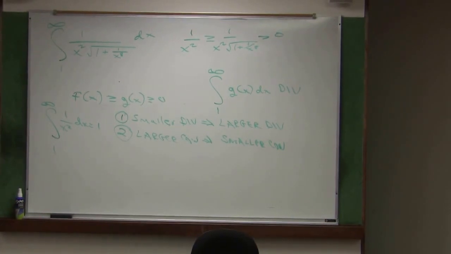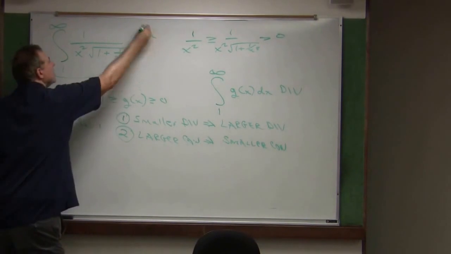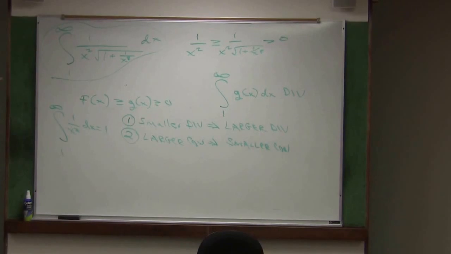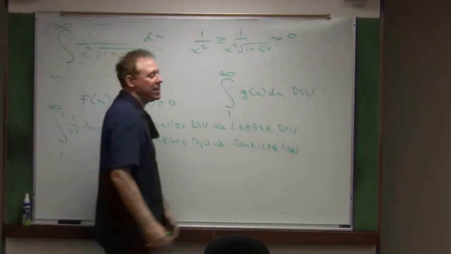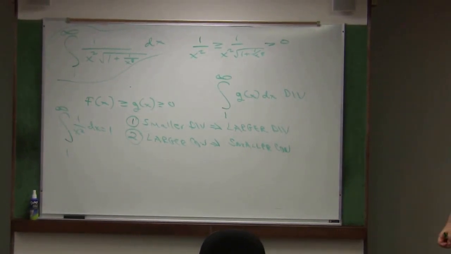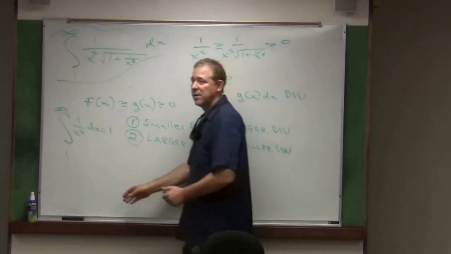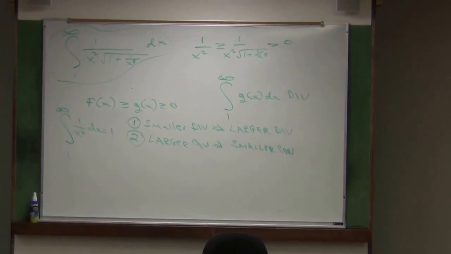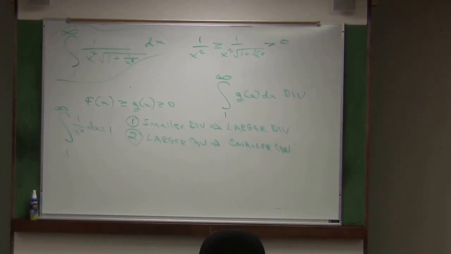So what does the comparison test tell us about this? If the larger converges, the smaller converges. Now, that doesn't tell you what it converges to, right? It doesn't give you an answer for what it converges to, but it tells you it converges. You know it's finite. And you know it's bounded by 1. So somewhere between 0 and 1. You're not going to know exactly yet.